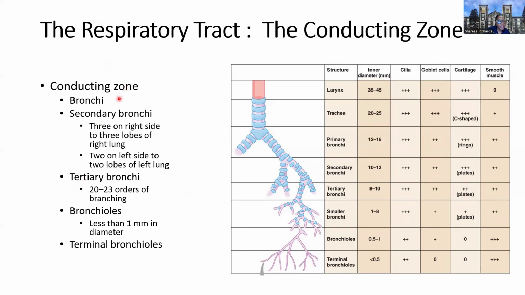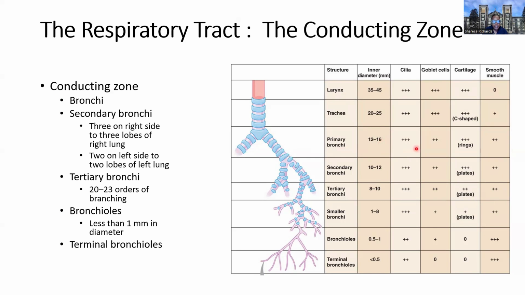All right, now we're looking at the bronchi. These are the main branches from the trachea. So first off, the primary bronchus or primary bronchi, also called the main bronchi. These are slightly smaller in diameter. They have cilia.